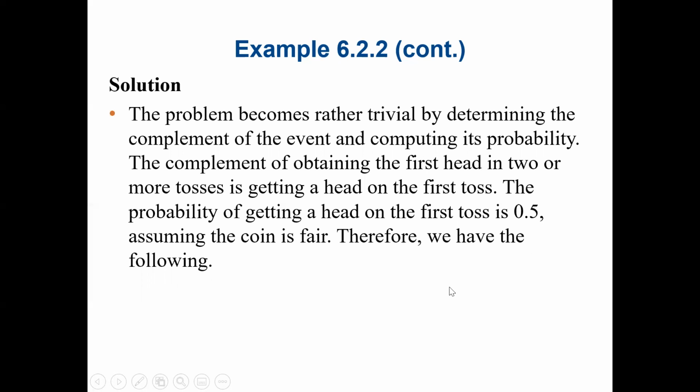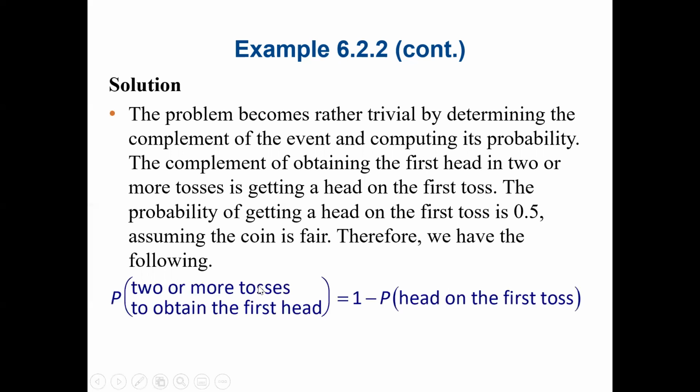Again, the coin has only 2 outcomes, head or tail. So the probability of getting a head is 0.5. The probability of getting a tail is also 0.5. So here we say the probability of 2 or more tosses to obtain the first head will equal 1 minus the probability of a head on the first toss. So we get 1 minus 0.5, and our answer will be 0.5.